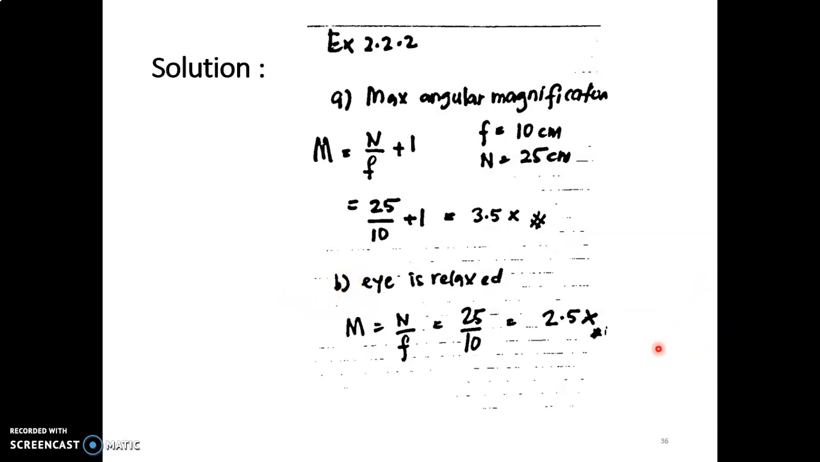That's all for the magnifying glass. So stay tuned. We are going to meet on the second subtopic, which is cameras and projector.